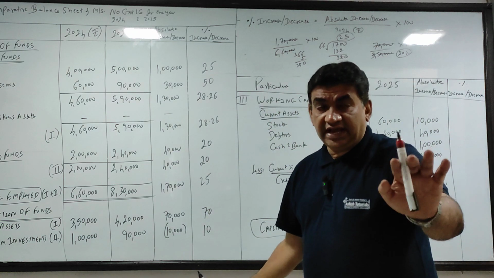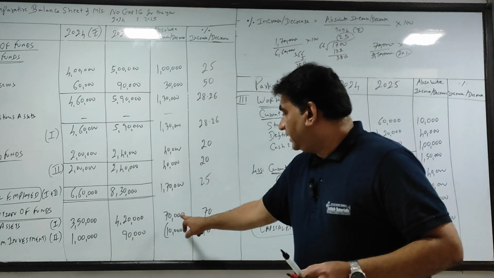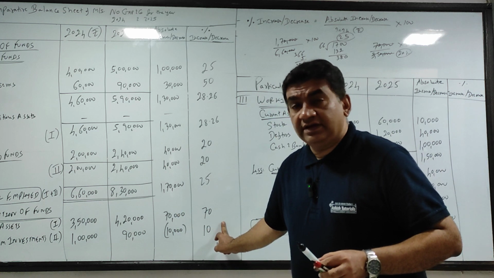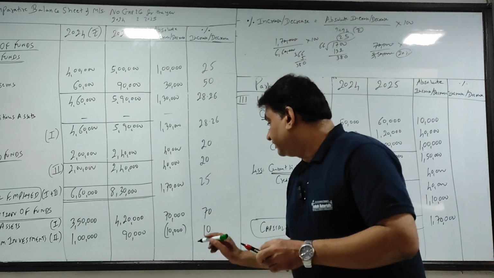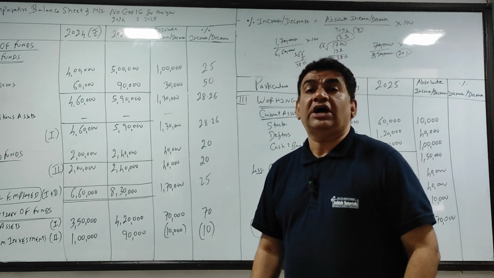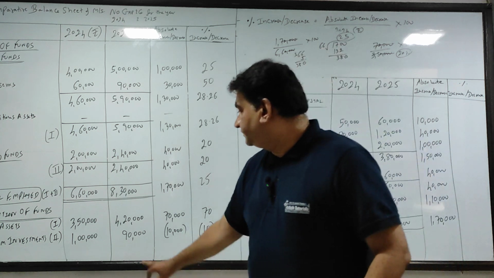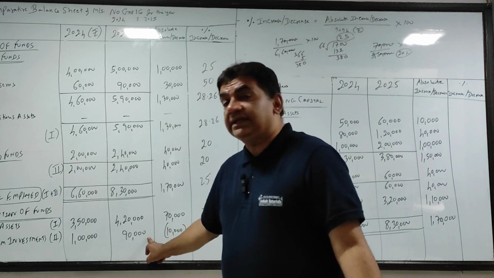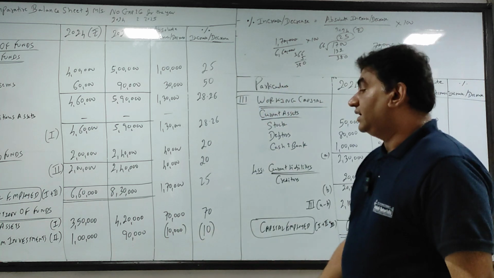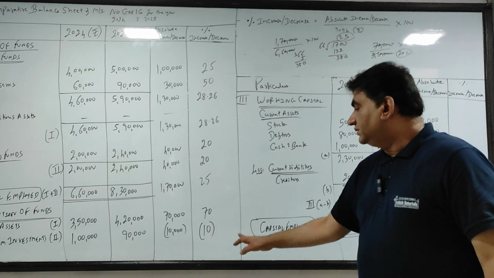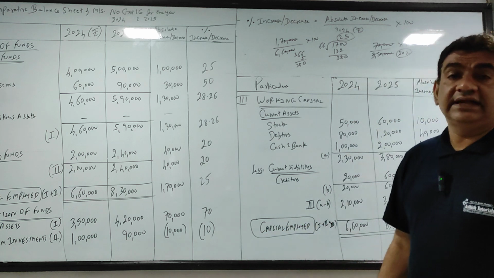Now guys, remember one thing: if the answer here is positive, the percentage will be positive. Here the answer is negative, the percentage also will be negative. That means it has gone down by 10%. Now check, 10% of 1 lakh is 10,000. 1 lakh minus 10, 90. So it has decreased by 10%. Okay, so 1 lakh minus 90, 10,000, that is negative 10.